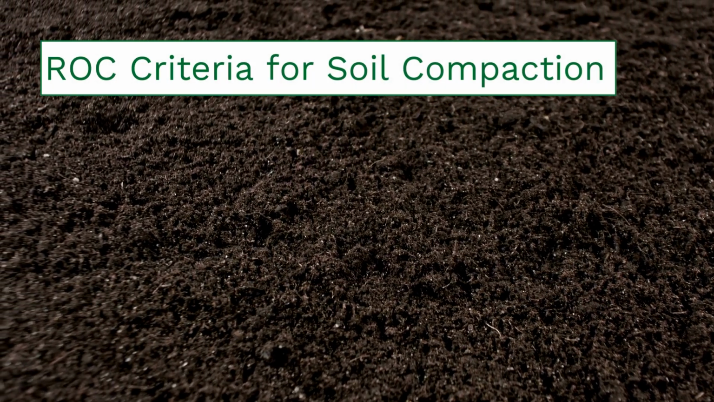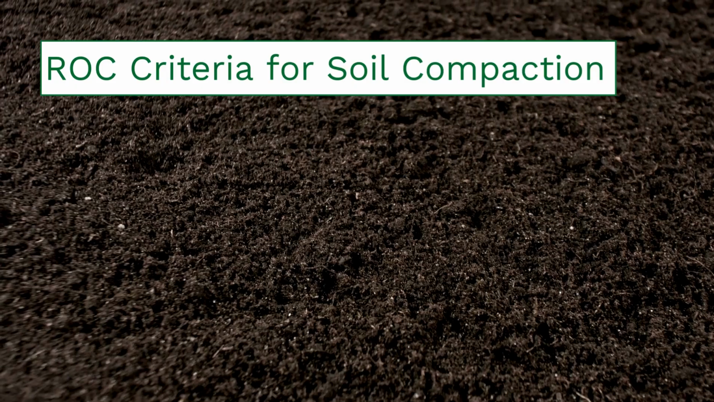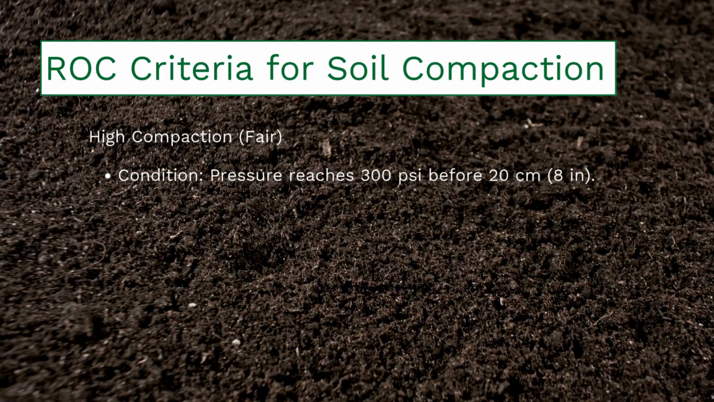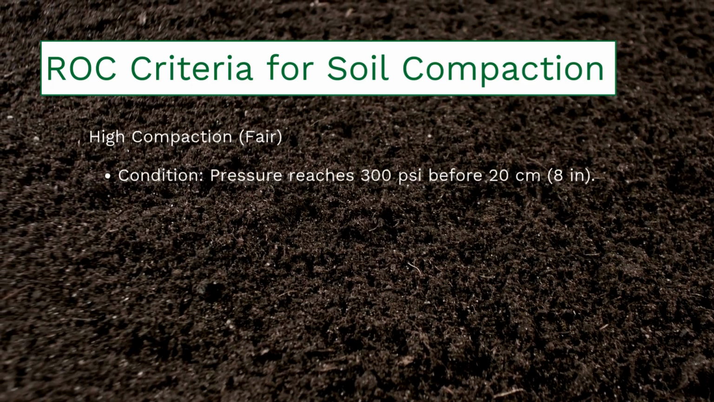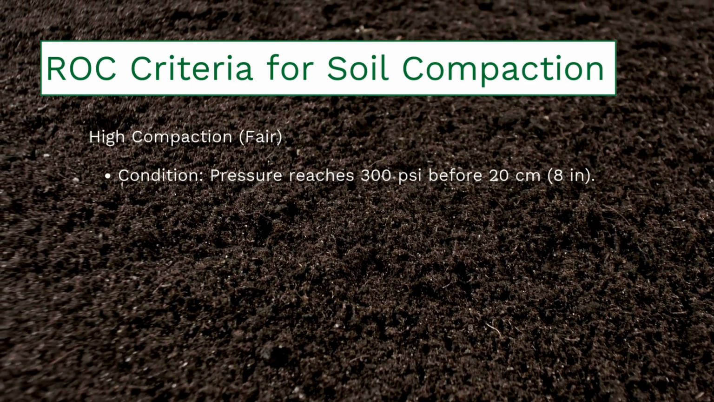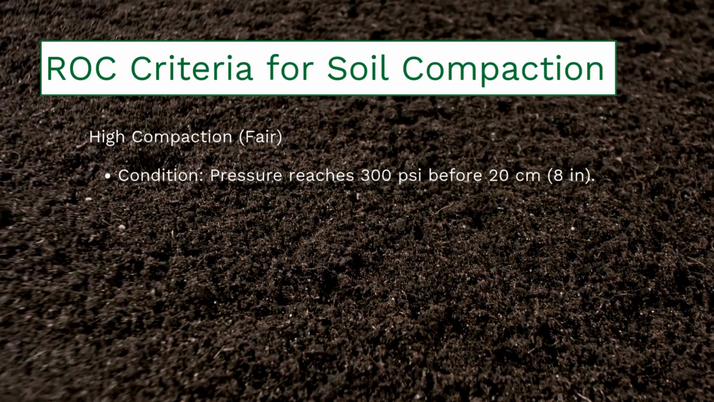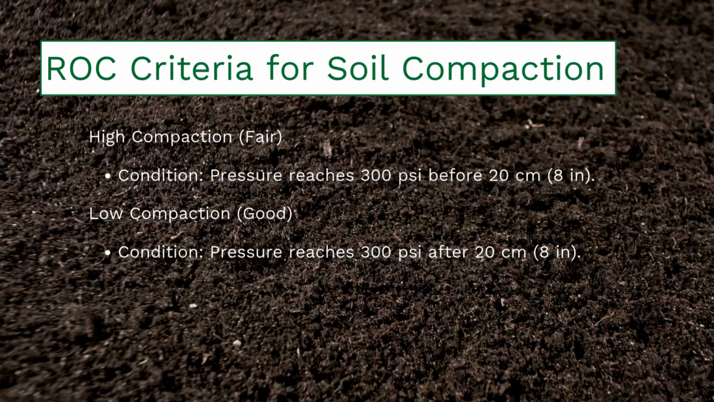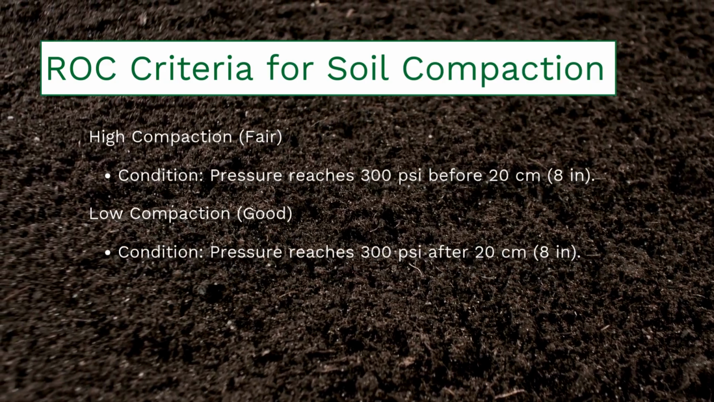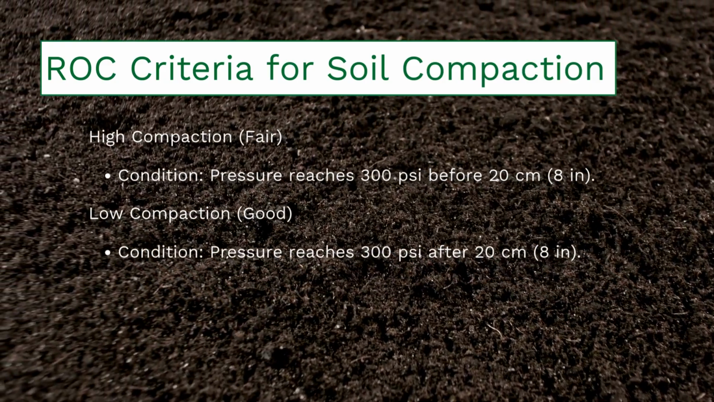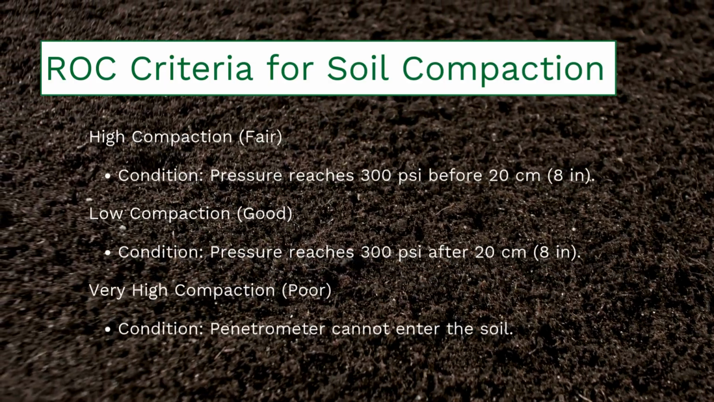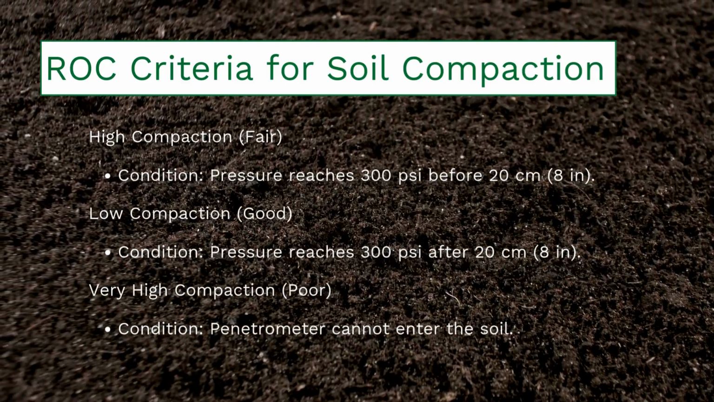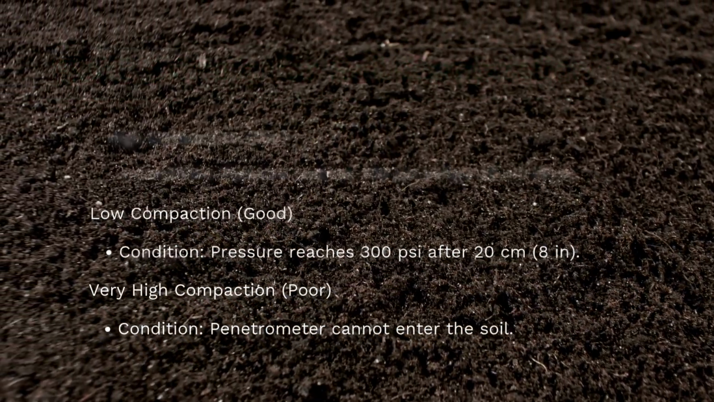Here at RU, we follow the ROC criteria for rating soil compaction. If the pressure reaches 300 psi before the penetrometer reaches 20 centimeters, or 8 inches, this is fairly high compaction and should be given a ROC rating of fair. If the pressure reaches 300 psi after the penetrometer reaches 20 centimeters, or 8 inches, this is low compaction and should be given a ROC rating of good. If the penetrometer cannot enter the soil because it is too compact, this is very high compaction and should be given a ROC rating of poor.